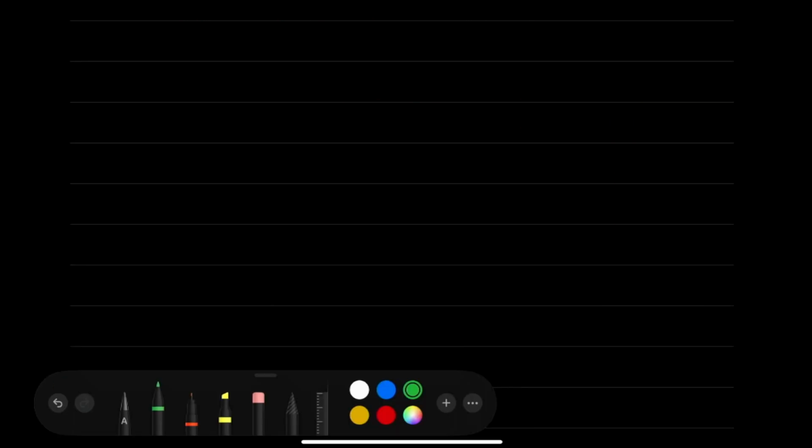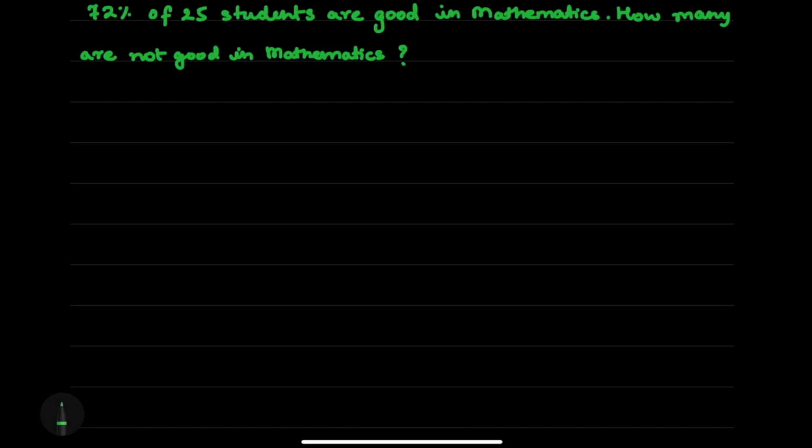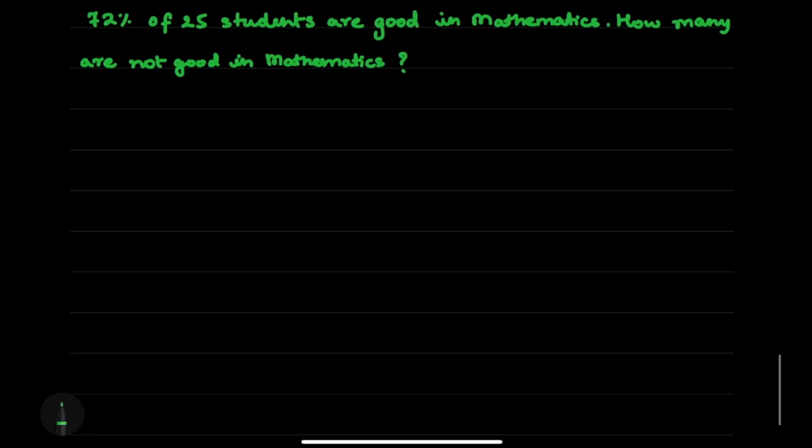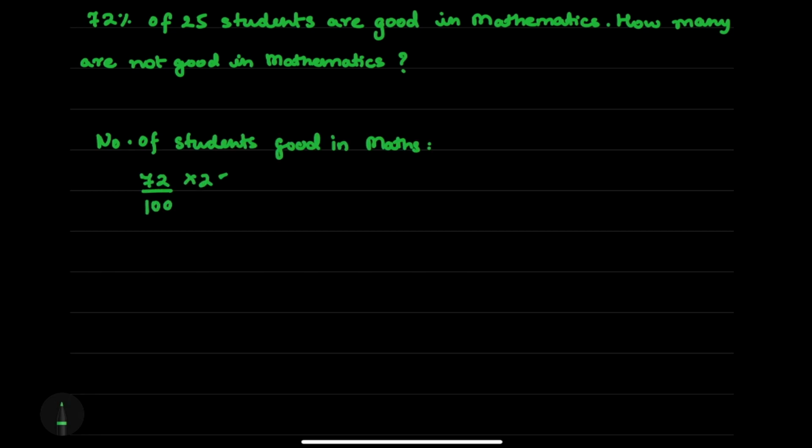Now it's time for some example problems. We should make the concept of percentage clearer for you. In this question, it says that 72% of 25 students are good in mathematics, and then we need to find out how many students are not good at mathematics. So let's first find out how many students are good in mathematics. We have number of students good in math, 72% of 25, and that comes out to be 18.